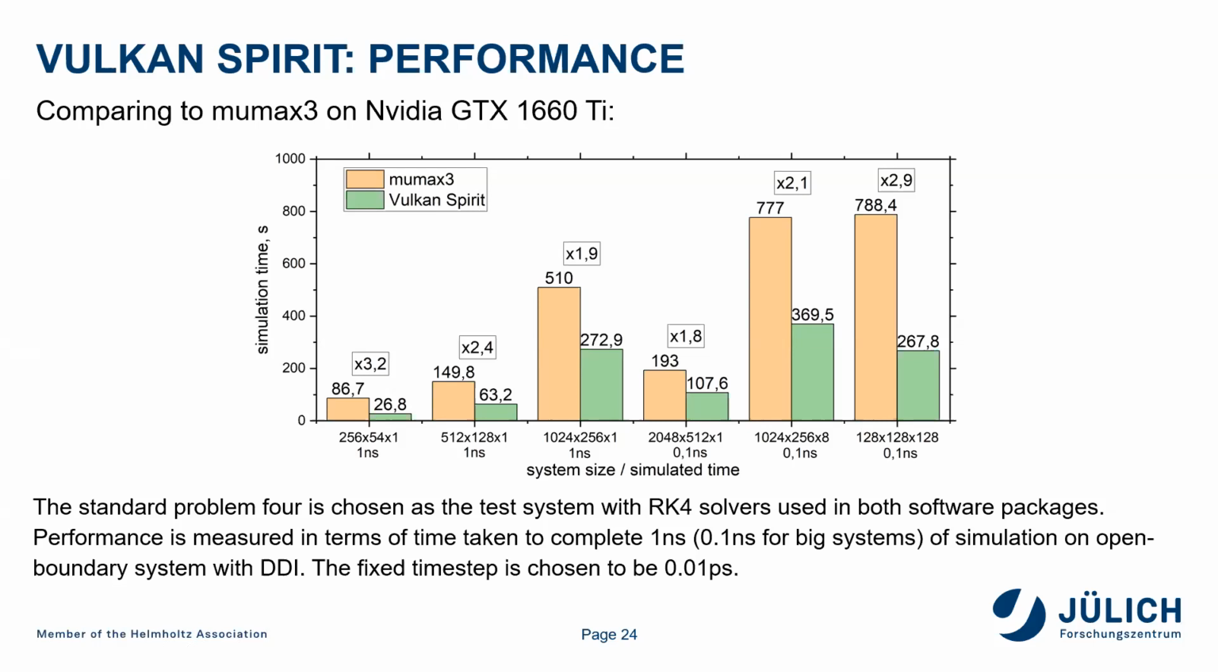And as you can see, the code in Vulkan can perform like 3 times faster on some systems in 3 dimensions, and up to 2 times faster in 2 dimensions, which is really good and shows that Vulkan can be just as fast as CUDA-based code.